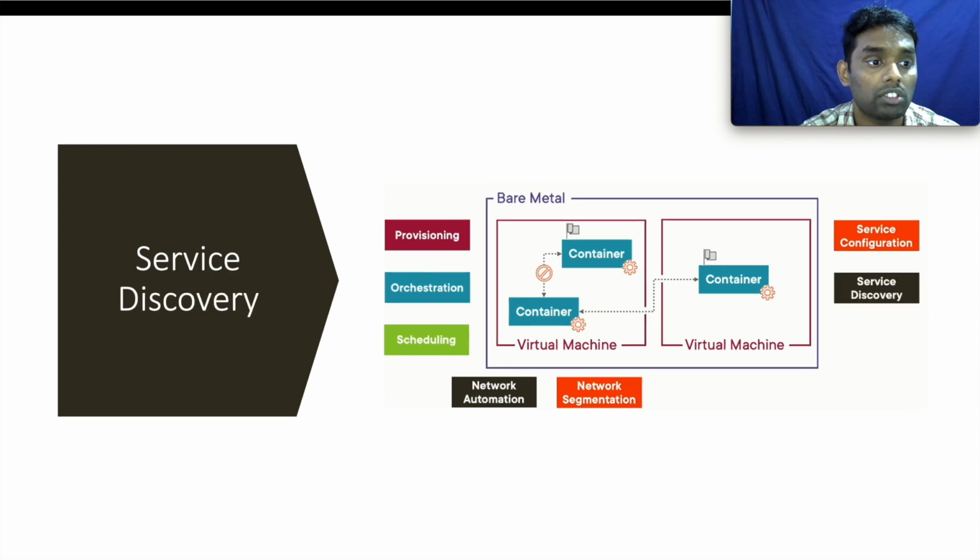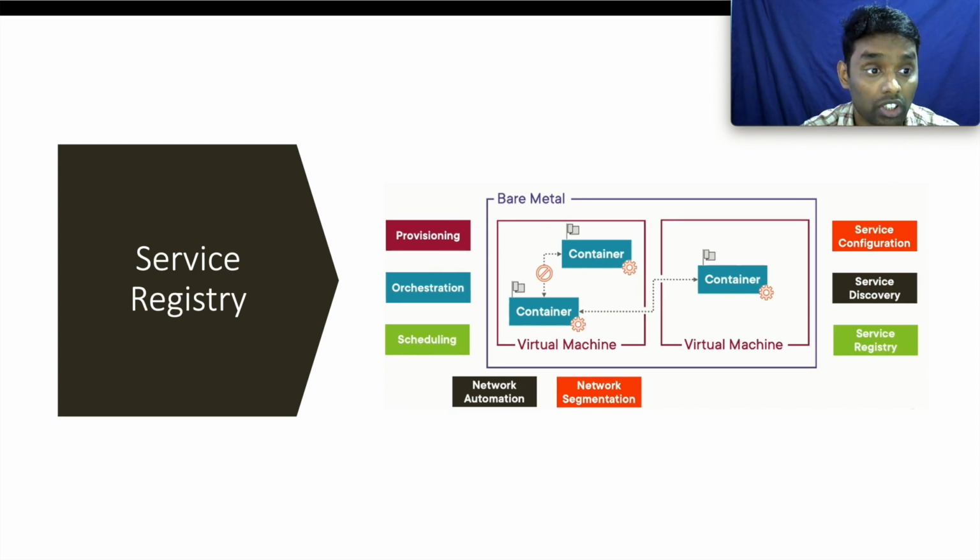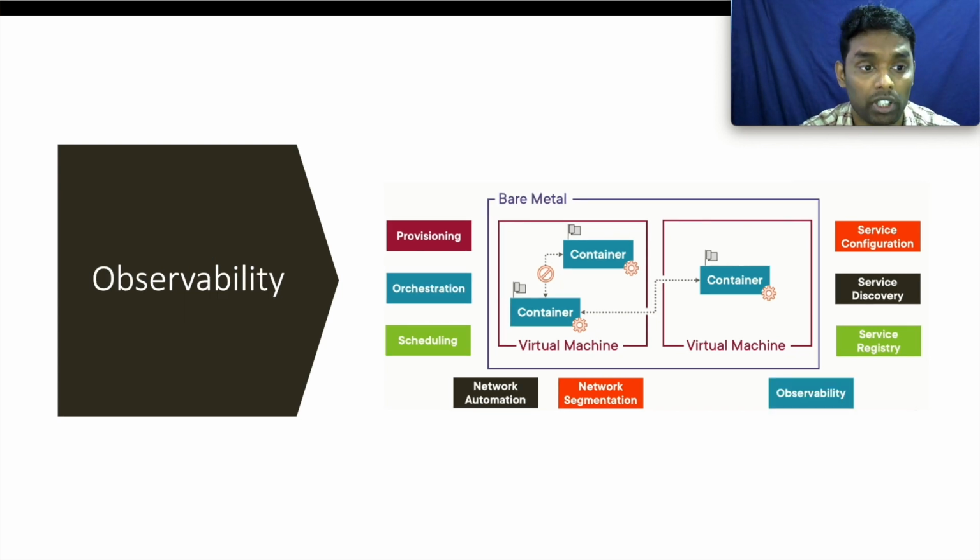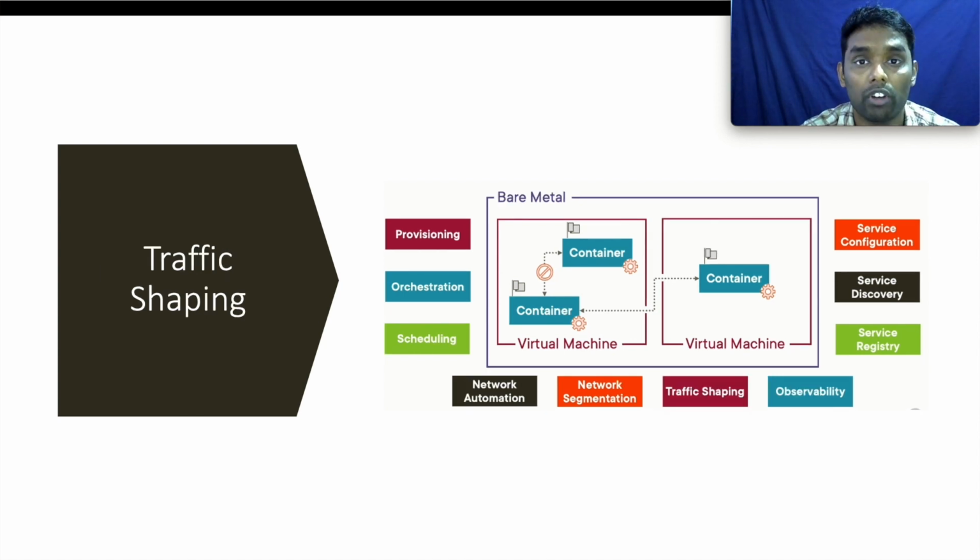We have something called service discovery, which tells us where a specific instance of our application is running, followed by service registry, which works in conjunction with service discovery by telling us how to connect to specific instances that we're looking for. Then we have something called observability. Our application needs to be monitored and we should be alerted if something goes wrong and why it is going wrong.